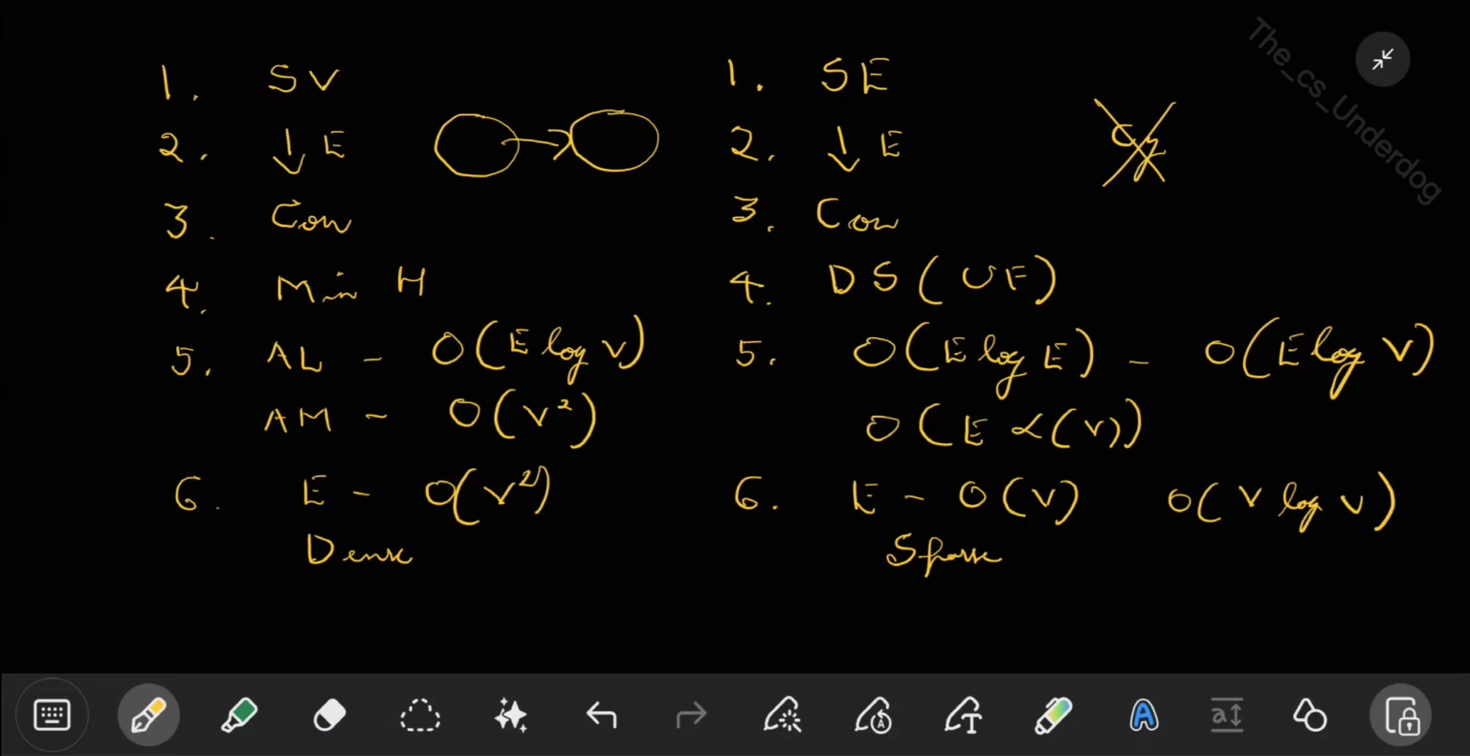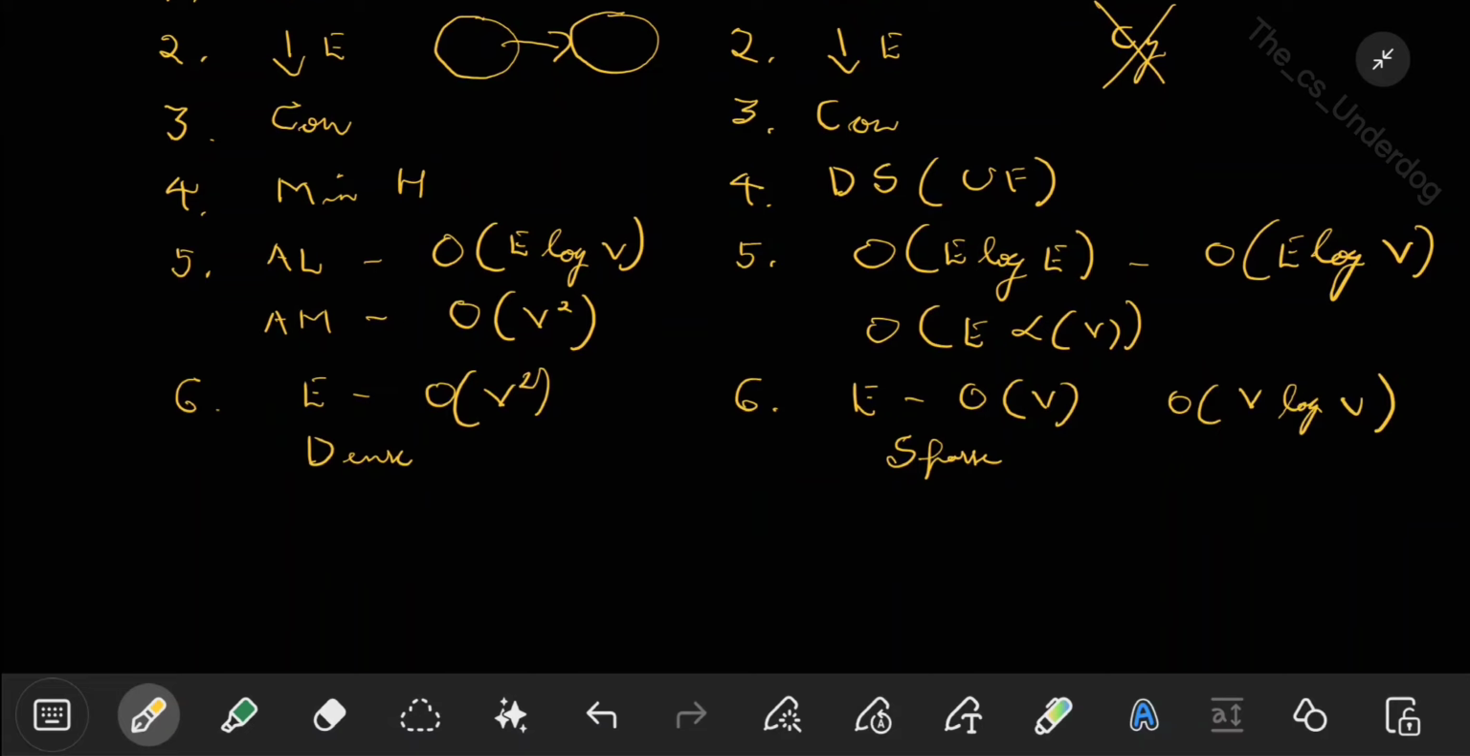Then the other comparison can be based on the space complexity. Let us say if you are looking into space complexity, in case of Prim's algorithm, both of these will be taking order of V plus E in case of space complexity. So you can't say one is better than the other.